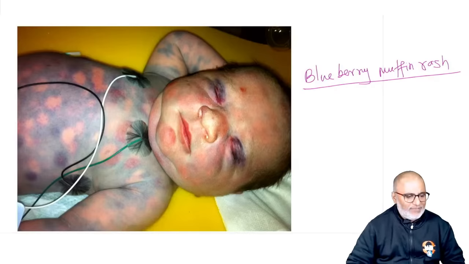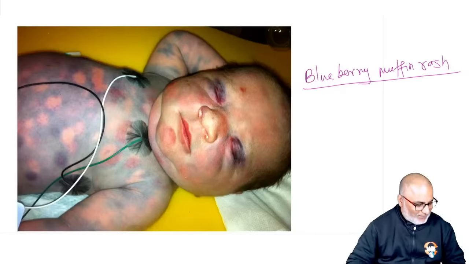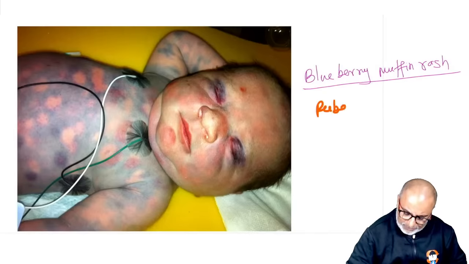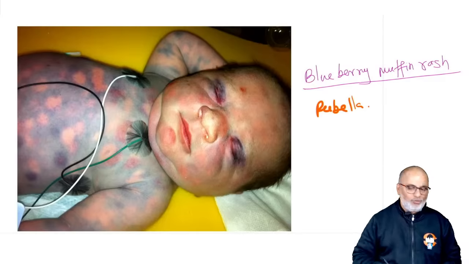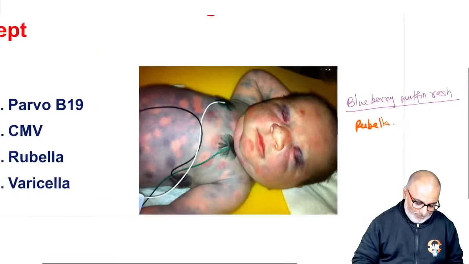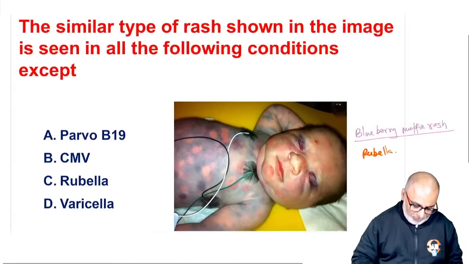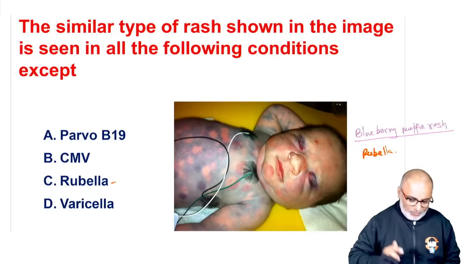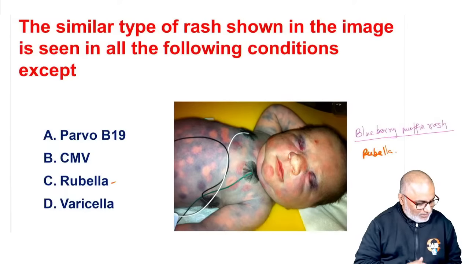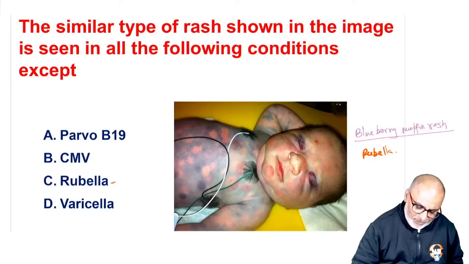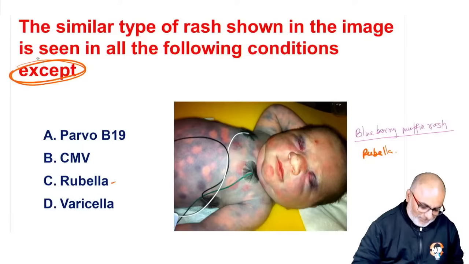In blueberry muffin rash, okay, everybody says it's rubella. Yes, my mind also says first choice will be rubella. Rubella causes blueberry muffin rash. But we'll see the question, anything related to rubella? Rubella, one option is there. But see the question carefully. Don't go to rubella. Many people, they go to rubella. Anushri SS beautifully answered. Similar type of rash shown in the image is seen in all the following conditions except.